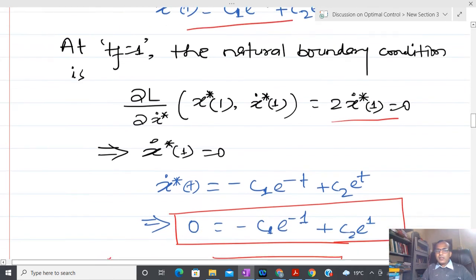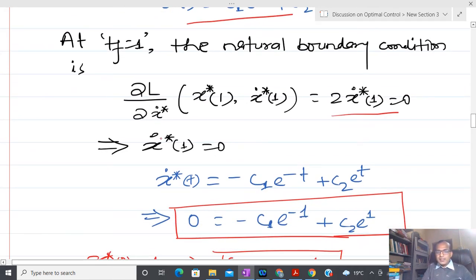Now what I know is that x dot star 1 equals 0. Okay, because I know that x dot star at 1 is equal to 0. From here I know, okay, I don't know in advance. From here I can conclude.